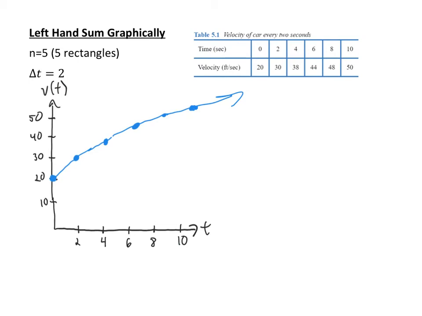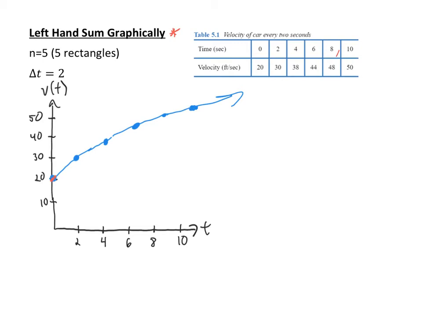Let's look at that example graphically and see what's happening. We're actually going to draw a comparison to area here. And so let's look at what's happening with this left-hand sum graphically. So what I've done with this graph is I've taken our previous chart that we were using, and I've just graphed the values. So like 0 seconds was 20. That's this point here.